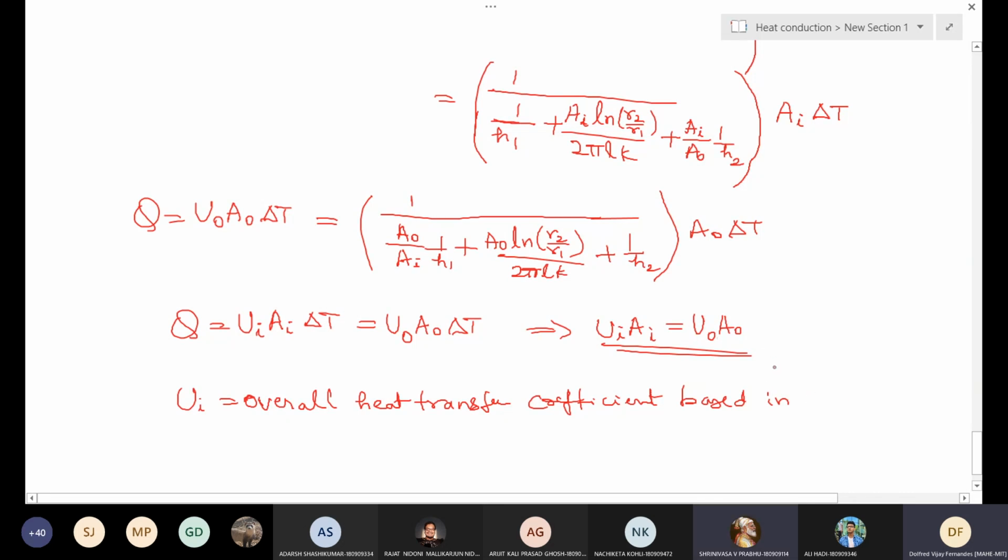No, sir, Ui is not equal. Yeah, I'm saying the heat transfer rate is the same through the wall. Ui is the coefficient based on the inside area and Uo is the coefficient based on the outer area.